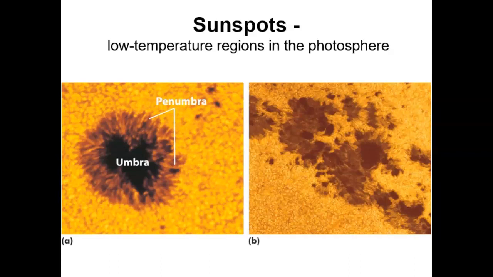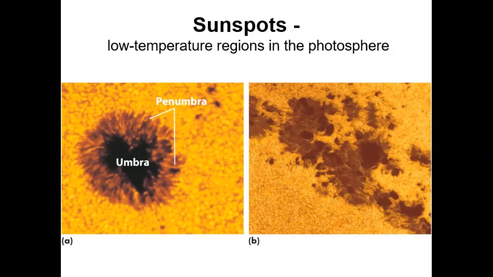What astronomers think is happening is that the magnetic field is preventing the heat in the convection zone from rising up to the surface, and that prevention of heat causes a cooler region to appear on the surface of the sun. And that's why you see the dark areas within that.